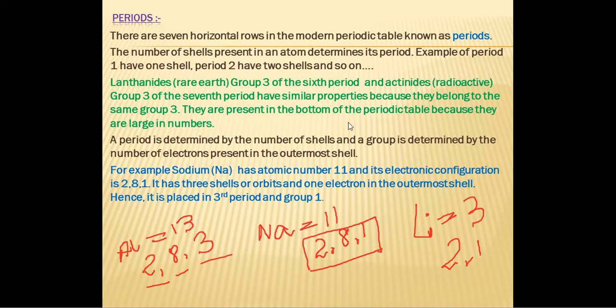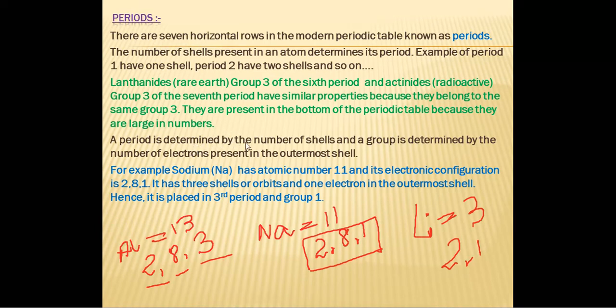When I showed you the periodic table, I said that lanthanides and actinides are present at the bottom of the periodic table because they are very large in number. If they were present in the body of the periodic table, they could distort its shape. It will not be proper then. So that's why lanthanides and actinides are present at the bottom of the periodic table.